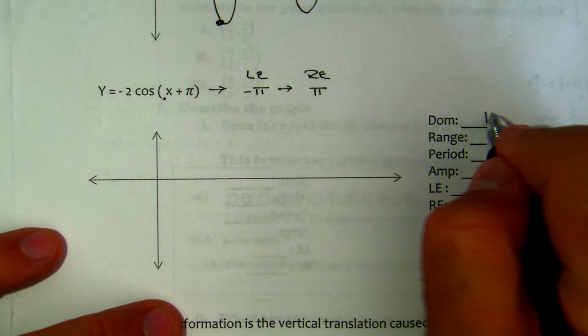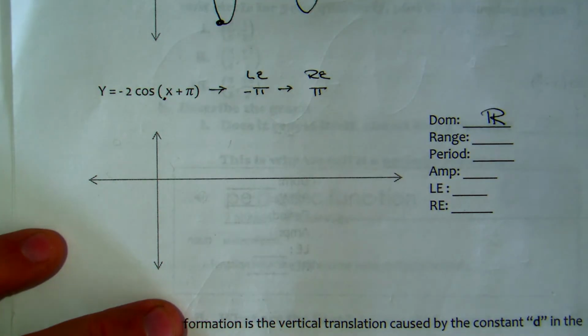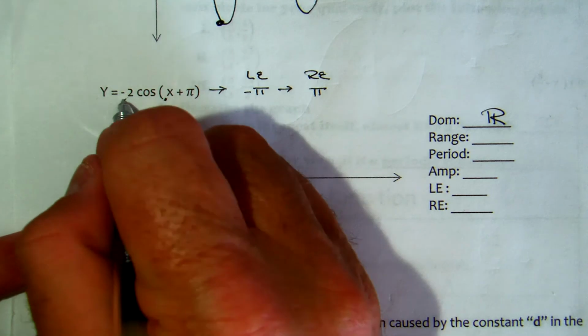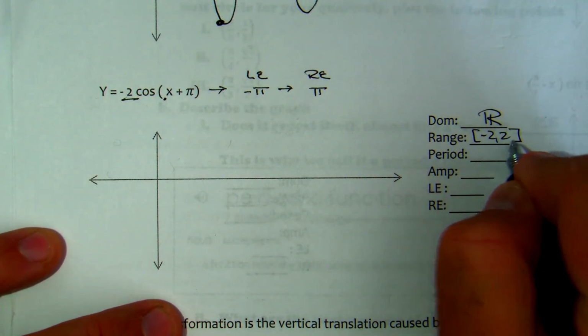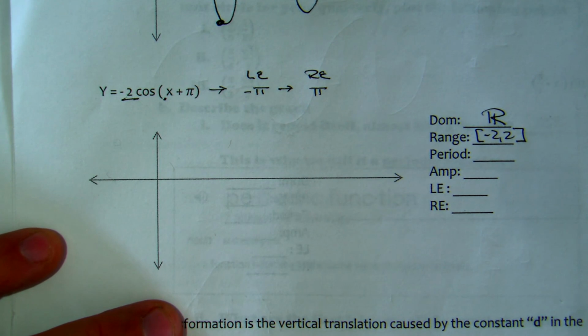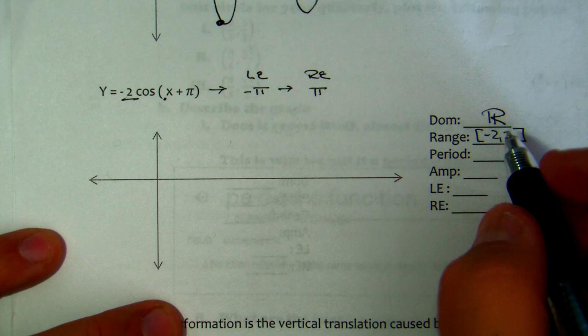My domain is all real numbers. All right, now my range, because I have an amplitude of 2, is negative 2 to 2. Remember, the negative has nothing to do with it. The period was 2 pi, because it didn't have a coefficient.